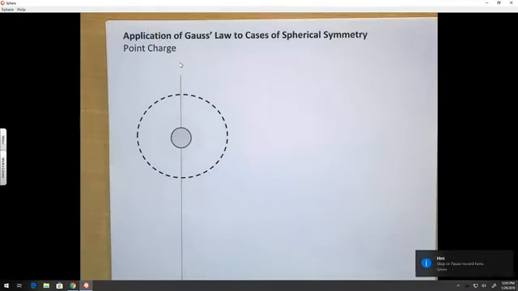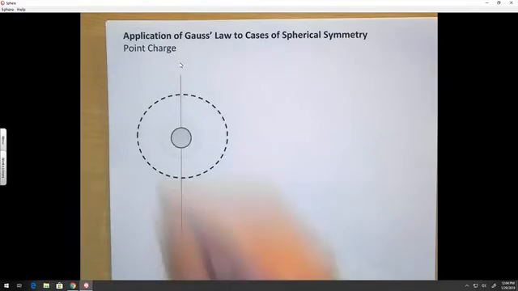Okay, so the example that we'll do first is the most basic example that I can think of, which is if you just have a point charge, just a little tiny dot of charge, and you put it into space someplace. Could you use Gauss's law to figure out something about that point charge? And the answer is yes. What you can get from Gauss's law is an expression for the electric field from this picture.